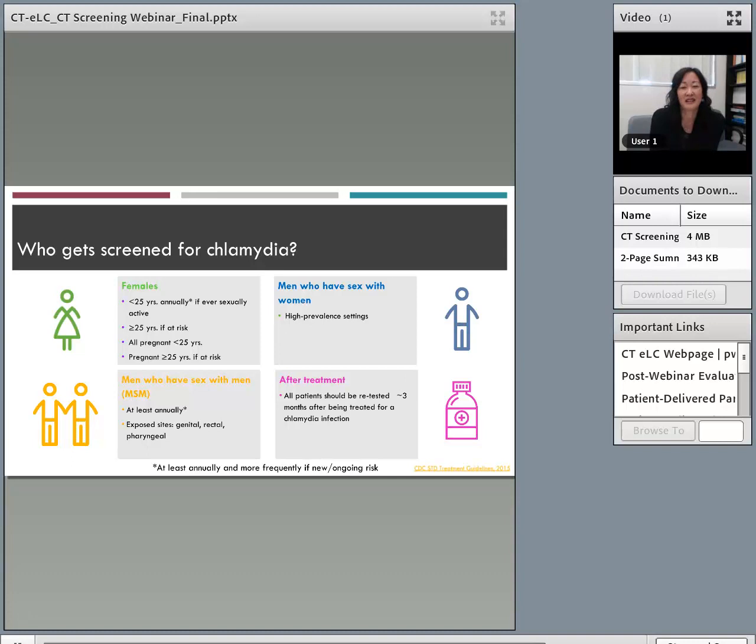And then this piece is really important here in the fuchsia, down in the lower right-hand corner: once someone is infected with chlamydia, they are likely to get it again. And so everyone should be retested 3 months after they've been treated for their initial infection. And you're going to hear me say this a couple more times because it is really one of the most important pieces of chlamydia and trying to control infection.